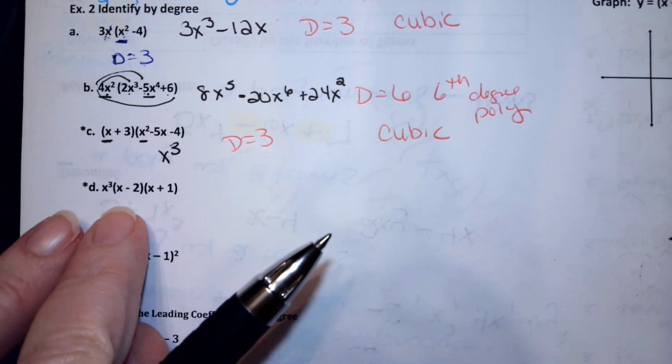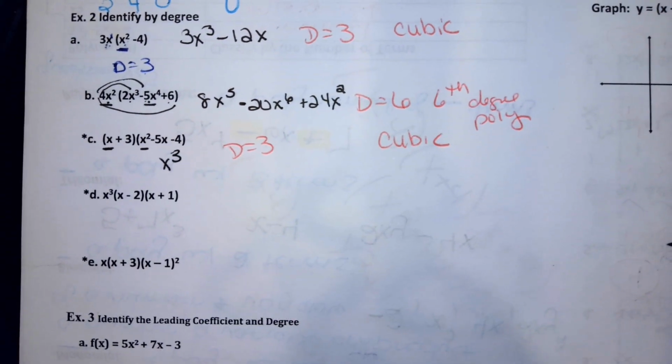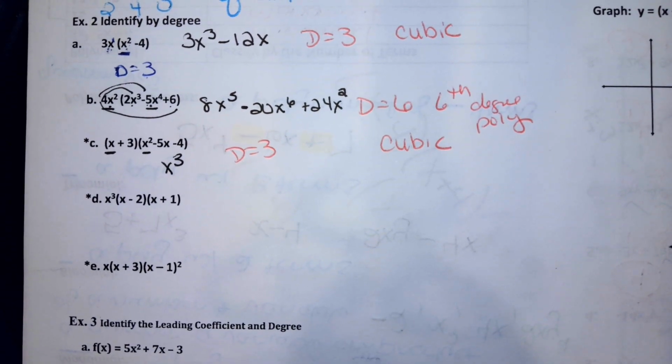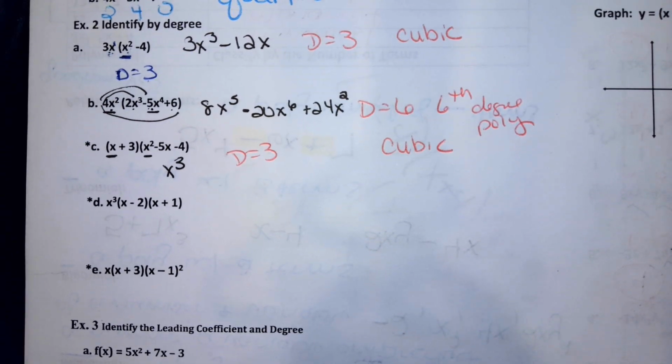All right, for D. All right, so take about 45 seconds and see if you can figure out what the degree of D would be without having to multiply it all the way out.